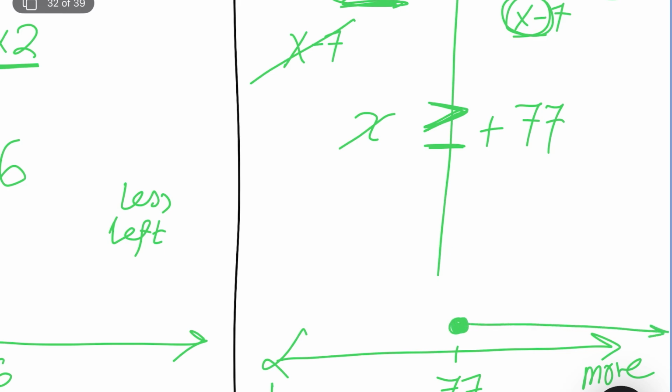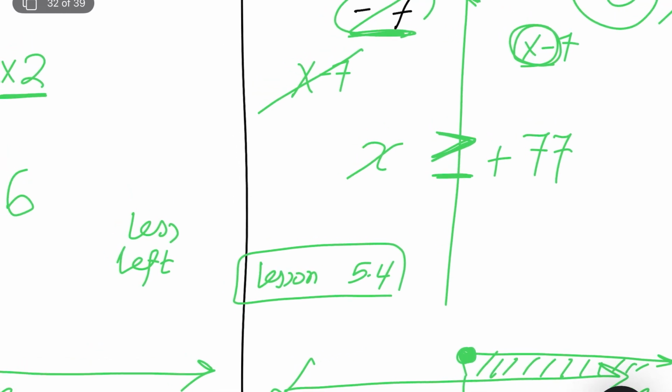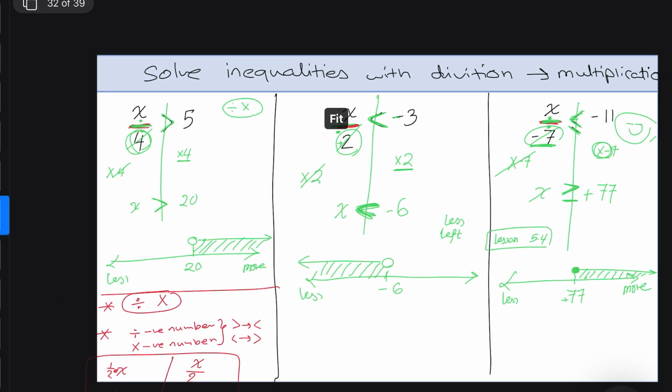pointing to the right. Again, if you are facing a problem with the directions of the inequality, or how to graph the inequality, go back to lesson 5.4. I explained it in detail. Okay, that's it. It's very easy.